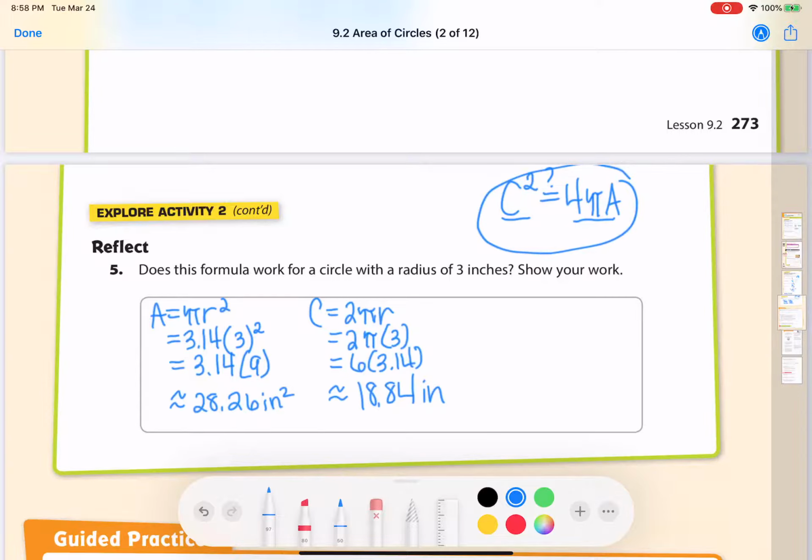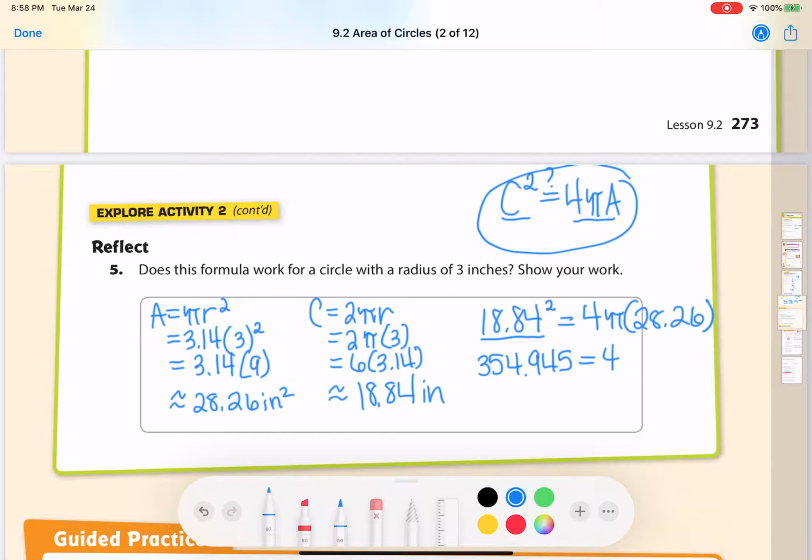So we found that the circumference was 18.84. We're going to have to square that. Equals 4 times pi times the area, which we got was 28.26. 18.84 squared is 354.945.